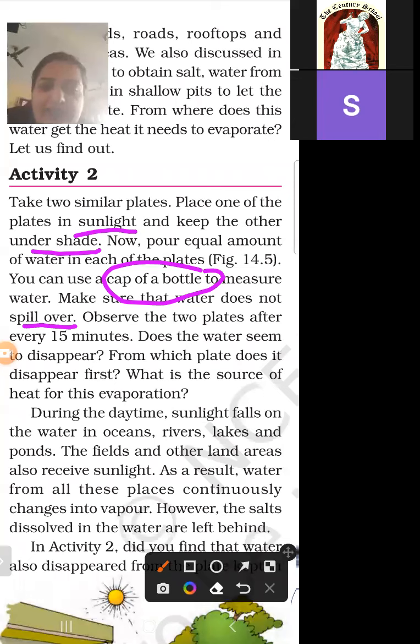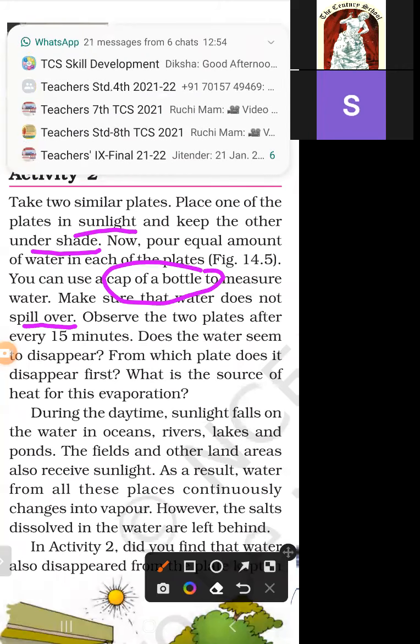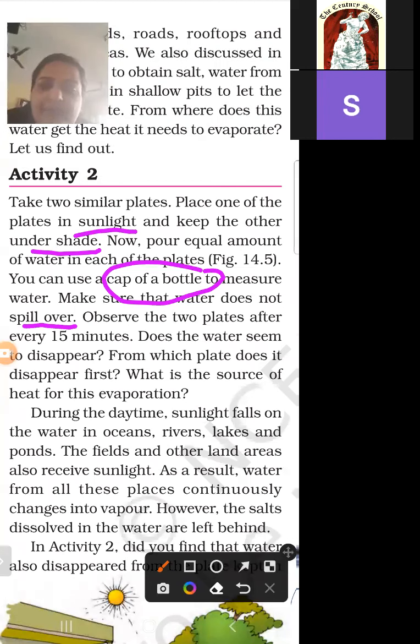During the daytime, sunlight falls on the water in oceans, rivers, lakes and ponds, and the fields and land areas also receive sunlight. As a result, the water from these places continuously changes into vapor. So these are all changing into water vapor.